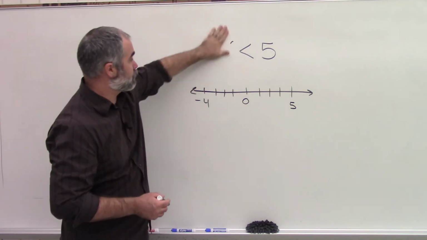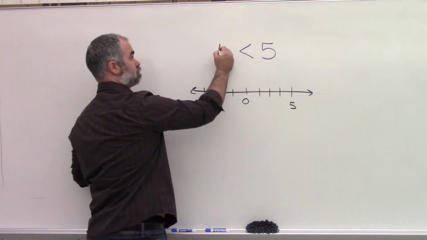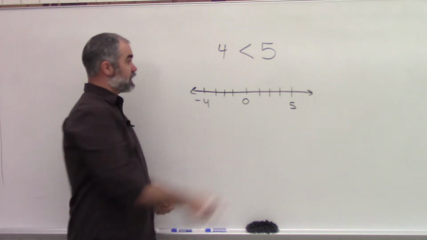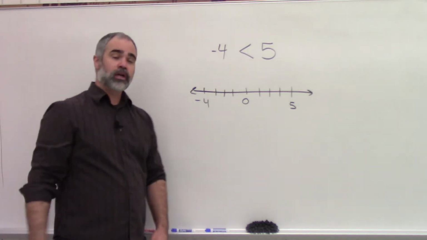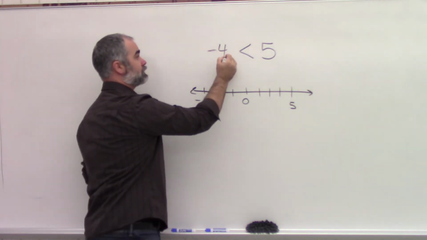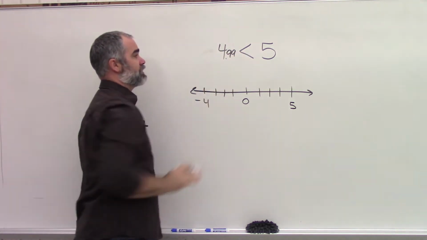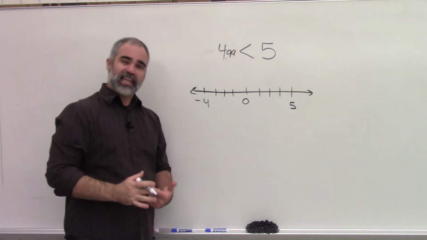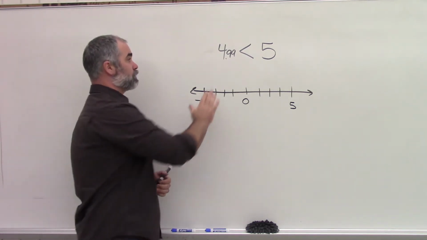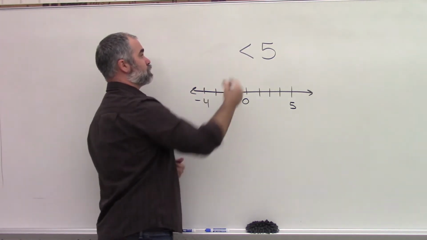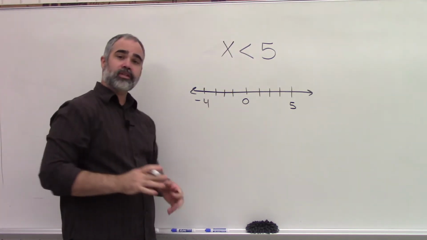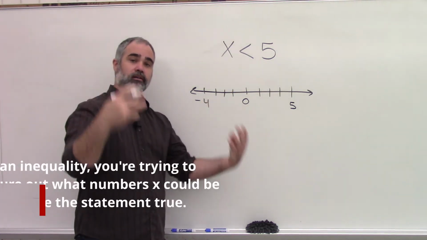For example, I could put 4 in here. That's true. I could put -4 in there. That's true. I could put 4.99, and that's true. X can be anything smaller than 5. So what we want to do when we're graphing x is we want to show all of the numbers that make this statement true, all the numbers that are less than 5.